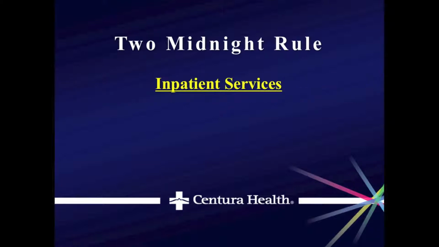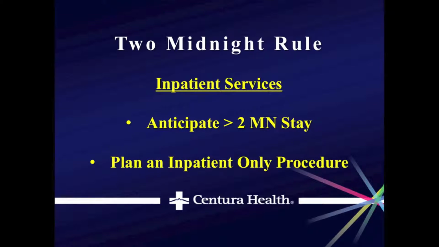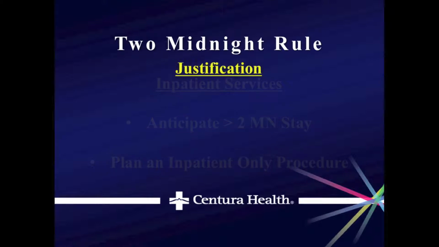Admit to inpatient services is chosen because either you anticipate your patient will require hospital services for a time greater than 2 midnights, or because the patient requires a surgical procedure that CMS dictates must be done as an inpatient. In this latter scenario, the patient may actually stay less than 2 midnights. The second element of the 2 midnight rule calls for justification of your decision.